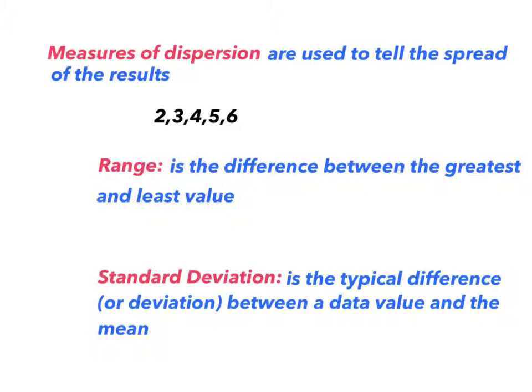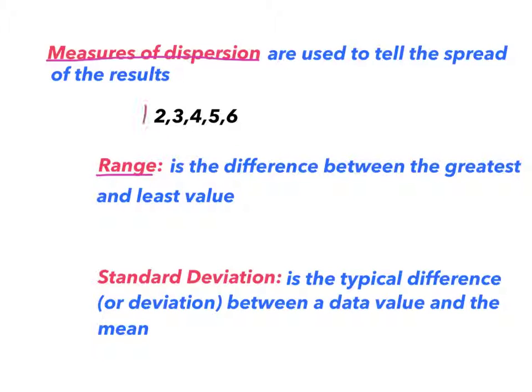I would now like to go over the measures of dispersion. So we just talked about the measures of central tendency. Now we're going to talk about the measures of dispersion. Measures of dispersion are used to tell the spread of the results. The first measure of dispersion I would like to discuss is the range, which you are very familiar with, and it is just the difference between the greatest and least value of your set of data points.